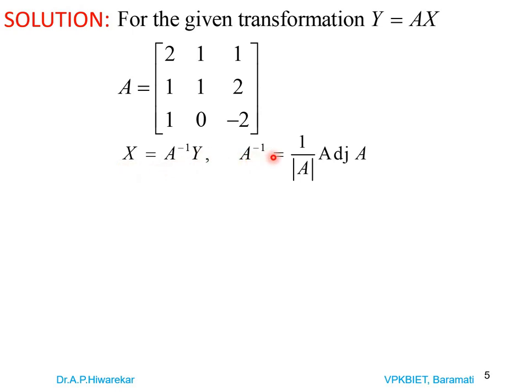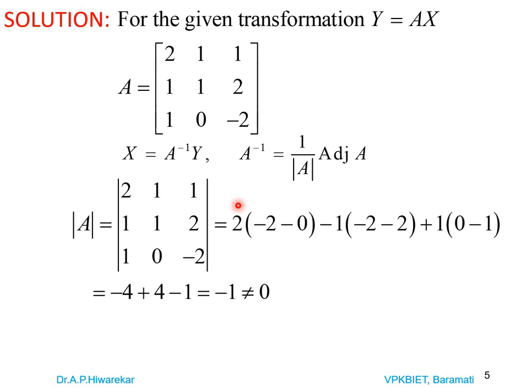And we know A inverse can be obtained by the adjoint method, and the formula is 1 by determinant of A into adjoint of A. So first we find the determinant of A. This is the determinant of the elements 2, 1, 1, 1, 1, 2, 1, 0, minus 2. If we expand it along the first row, it is 2 into minus 2 minus 0, minus 1 into minus 2 minus 2, plus 1 into 0 minus 1.